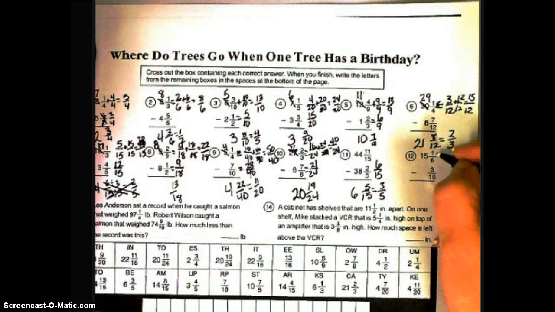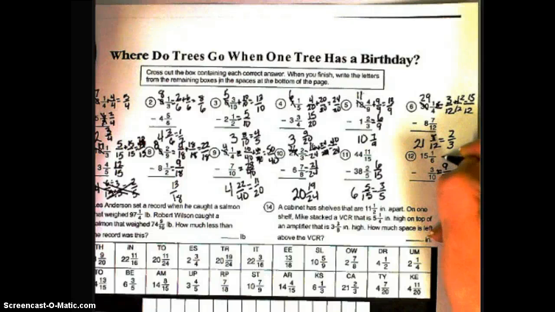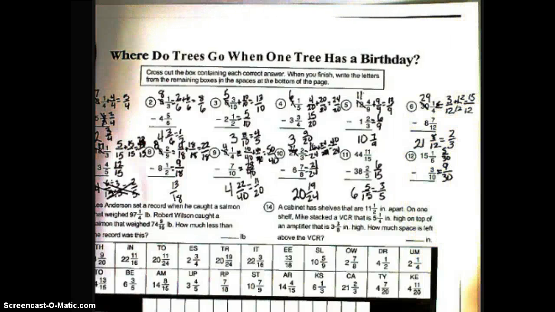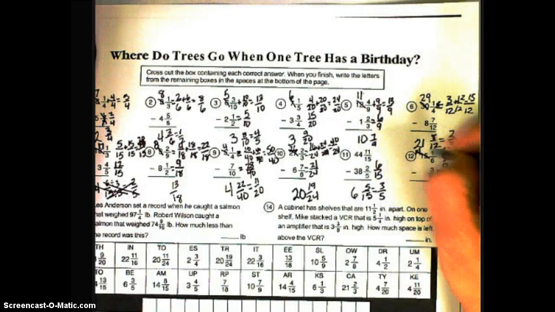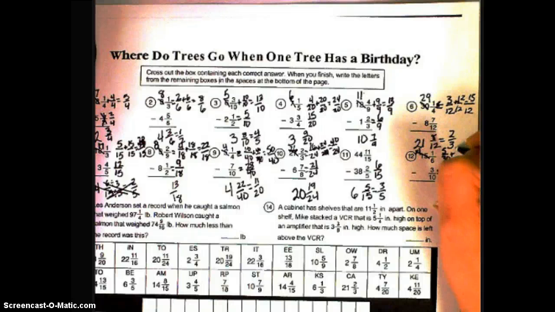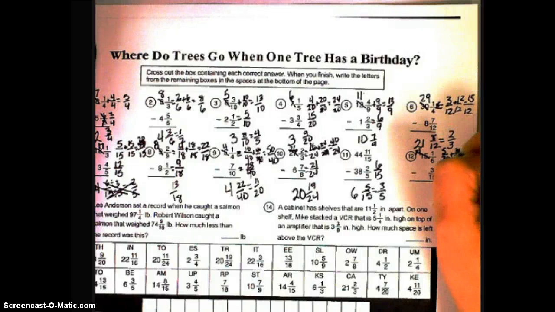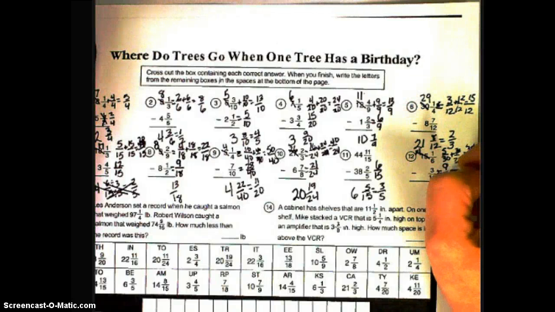Alright, this one, a common denominator of 30. Let's multiply this by 3/3. And we get 9/30ths. And this by 5. We get 5/30ths. And we can't subtract without some regrouping, so we'll make this 14. And then over here we're going to add 30/30, that's our 1. And we get 35/30ths. 35 minus 9 is 26.